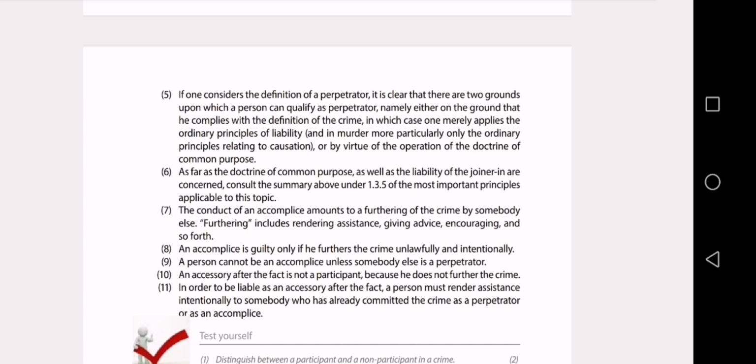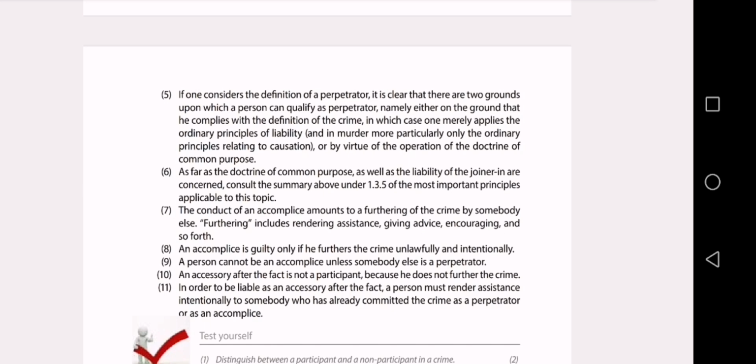The conduct of an accomplice amounts to a furthering of the crime by somebody else. Furthering includes rendering assistance, giving advice, encouraging, and so forth. An accomplice is guilty only if he furthers the crime unlawfully and intentionally. A person cannot be an accomplice unless somebody else is a perpetrator. An accessory after the fact is not a participant because he does not further the crime.